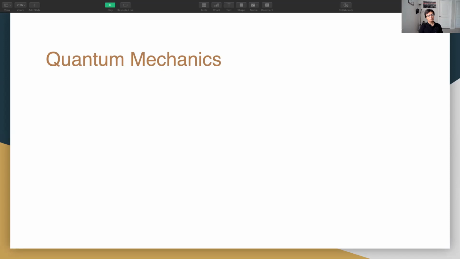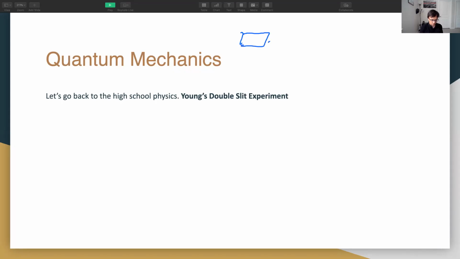For this, we'll go back to our high school physics concepts, and especially we'll be going over the Young's double slit experiment. If you remember the setup of the experiment, it looks something like this. We have a light source which fires one photon at a time, and we place two slits, S1 and S2, in front of it. Then we place a detector D at the back.